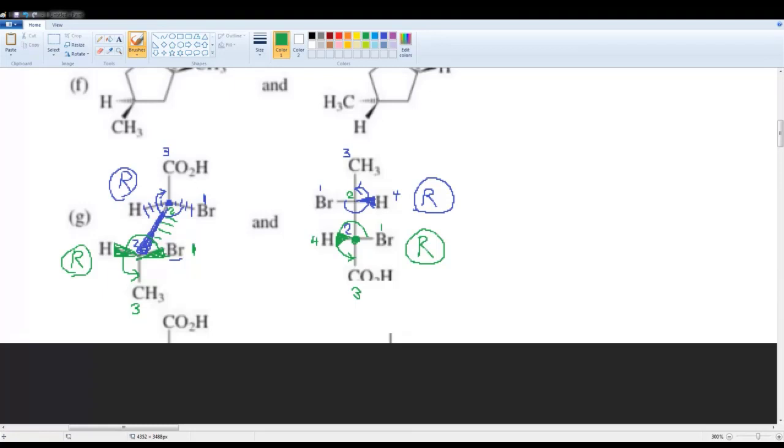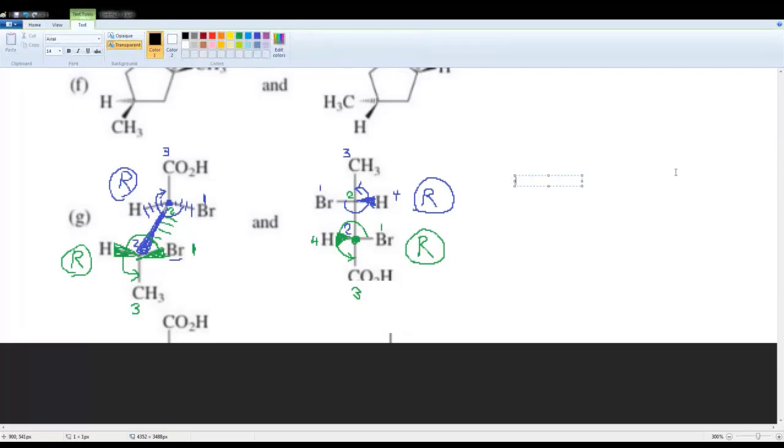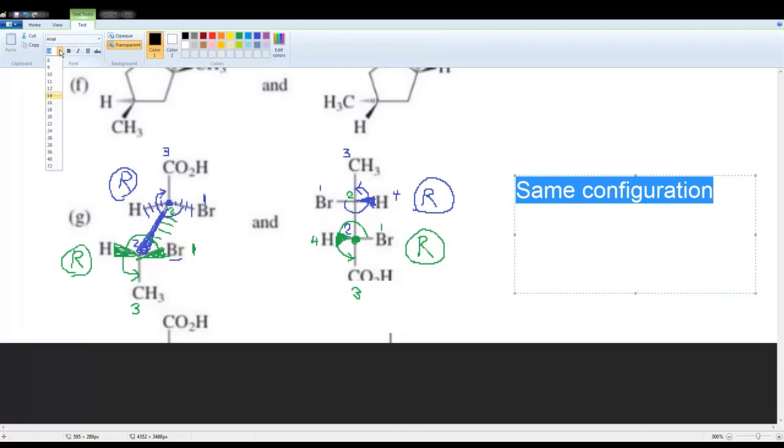Ah, gotcha. Well, you saw how I assigned them as RR and RR, right? Yeah. Okay. Did that make sense? Yeah, because of the chiral centers. So maybe this will help. So if they have the same configuration, actually, I'm going to shrink this down because it's a little bit big. So same configuration equals same compound.